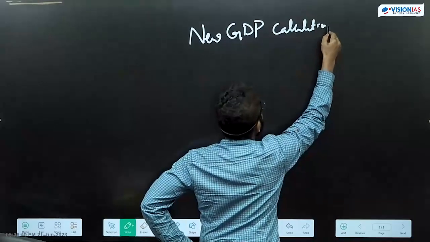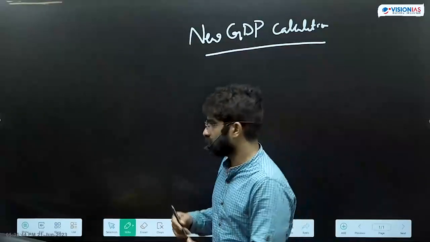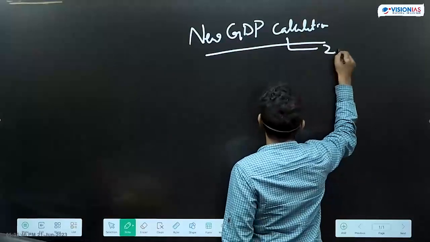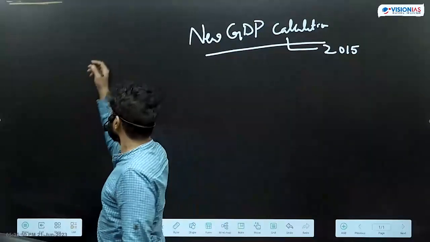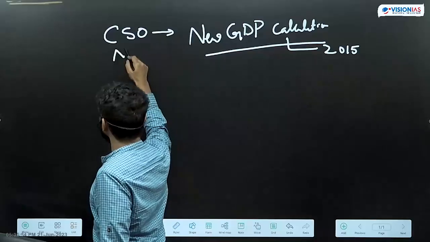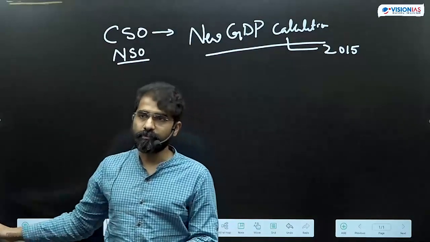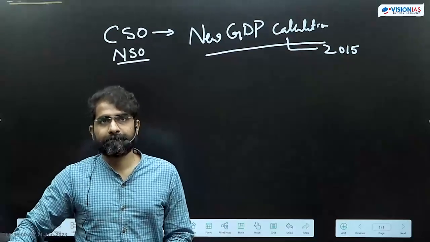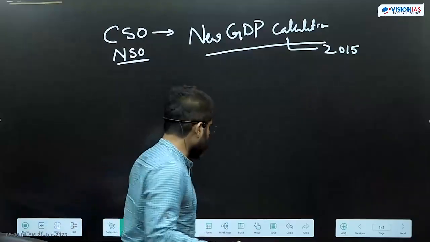So new GDP calculation, this is 2015. That time it is CSO, Central Statistical Office. Okay. So what were the main changes?